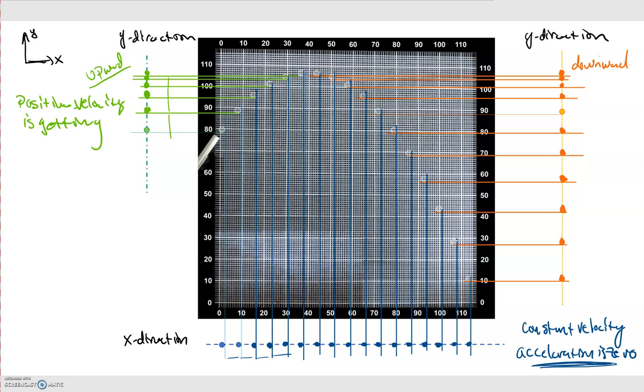And so if the velocity is changing, what can we say about the acceleration? If the velocity is getting smaller, or if we are slowing down, then we know that the acceleration must be in the opposite direction of velocity. So we know we must have a negative acceleration.